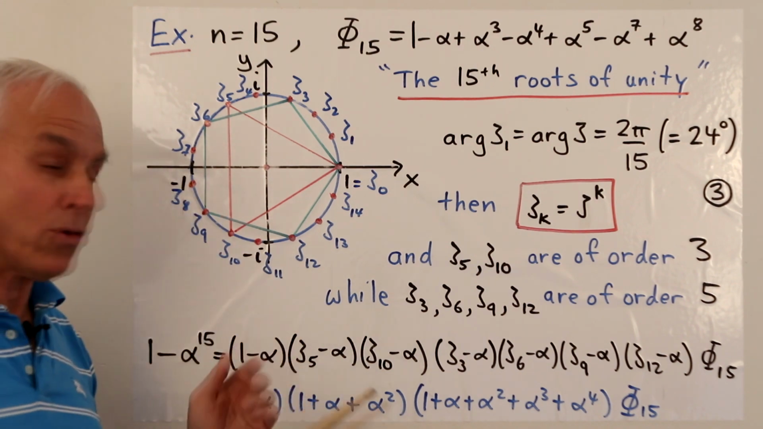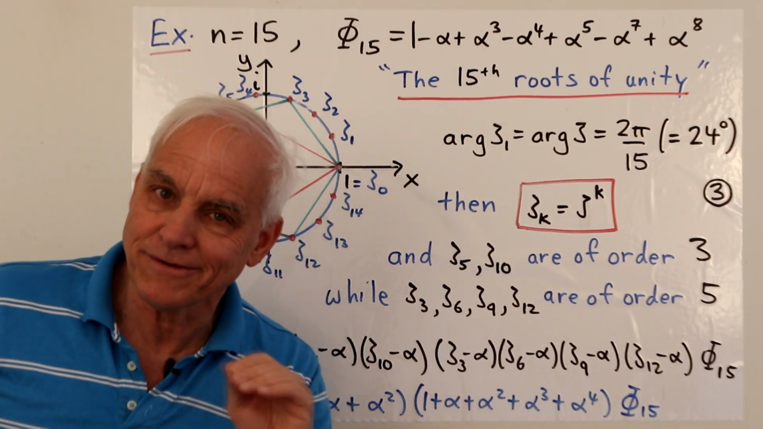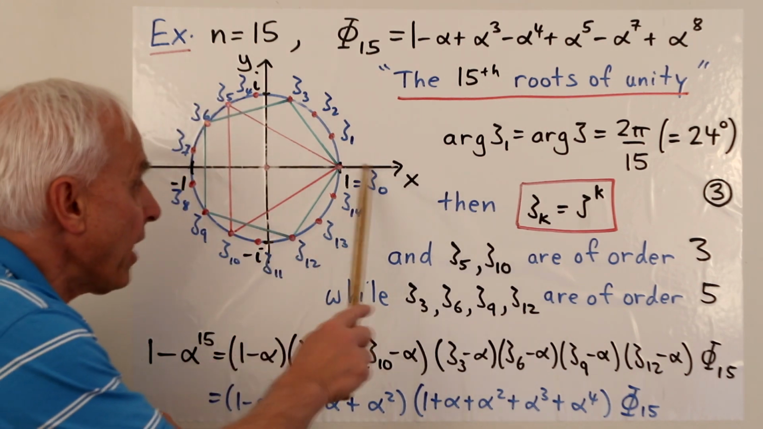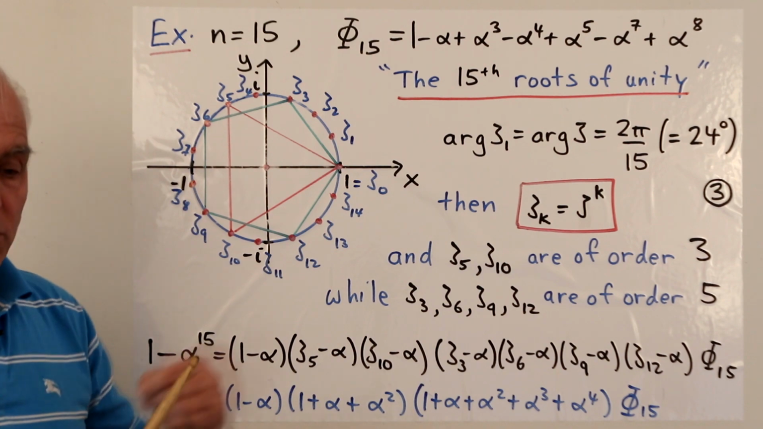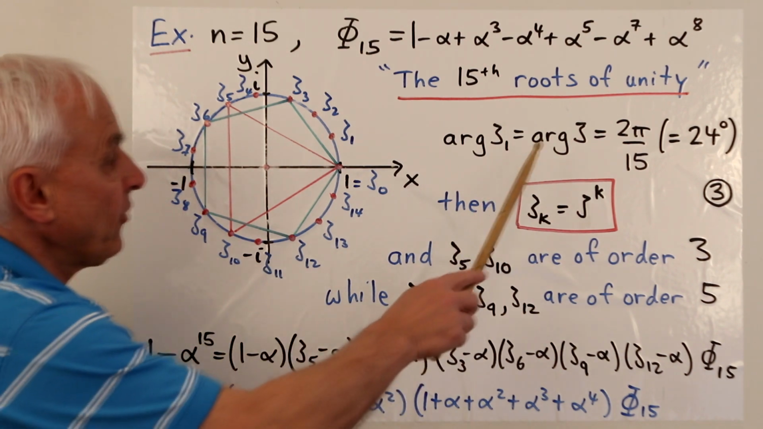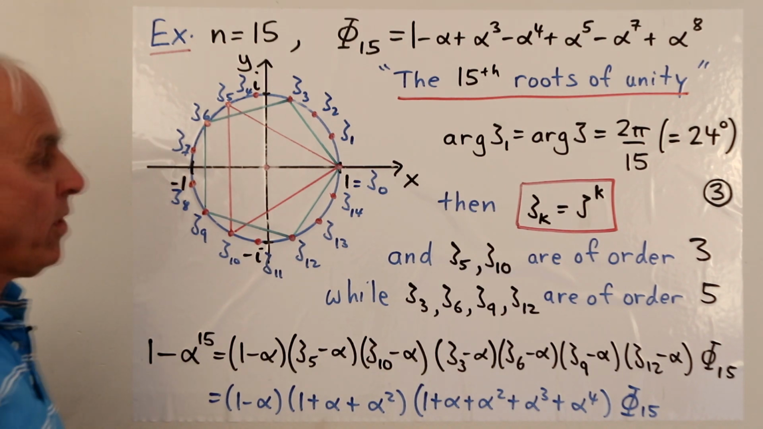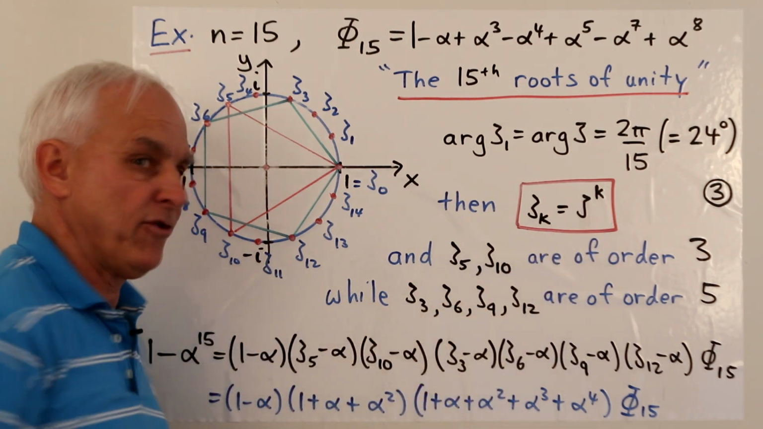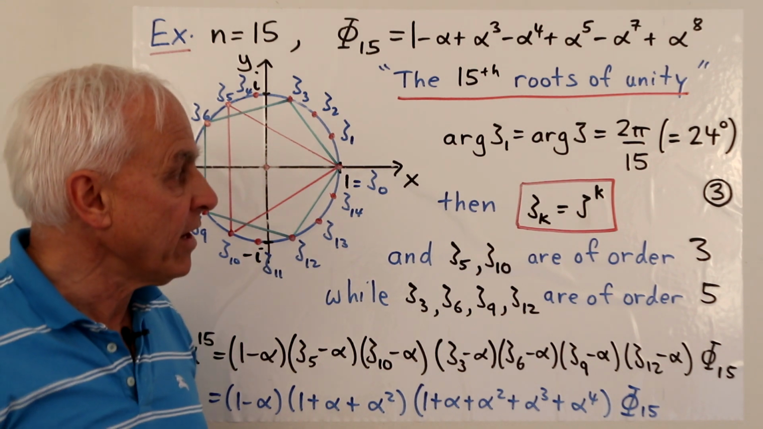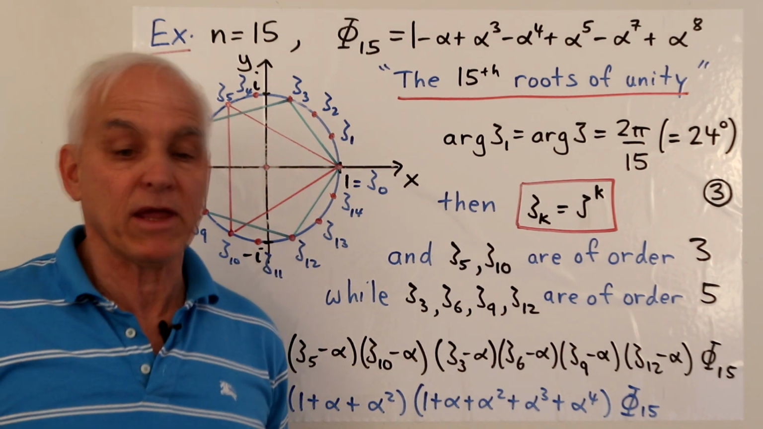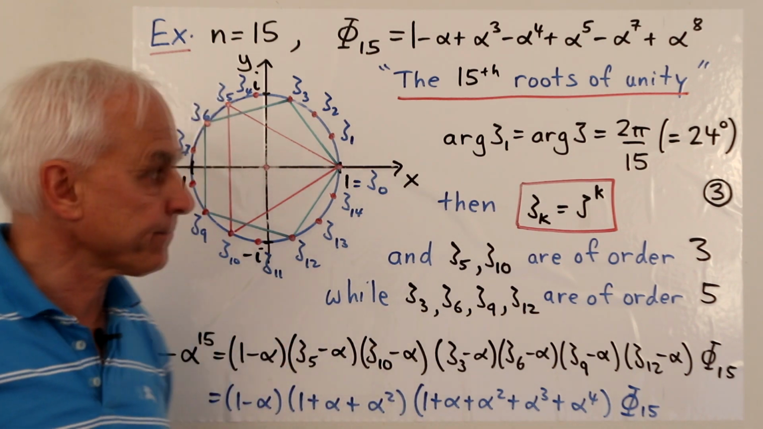So in the usual story, zeta 1 is described in terms of its argument. That's the angle made by this positive x-axis and this line that you get by joining the origin to zeta 1. And that is 2 pi on 15, which in the more sensible Babylonian system that's been around for thousands of years is 24 degrees, because that's 360 divided by 15.